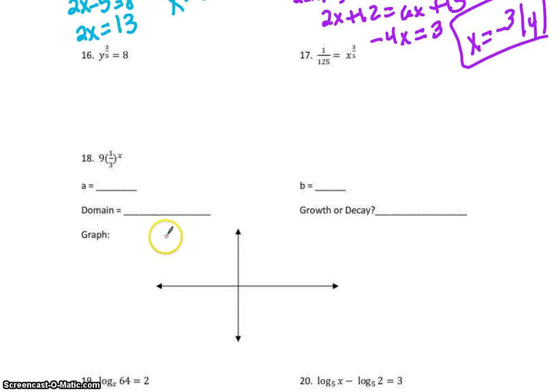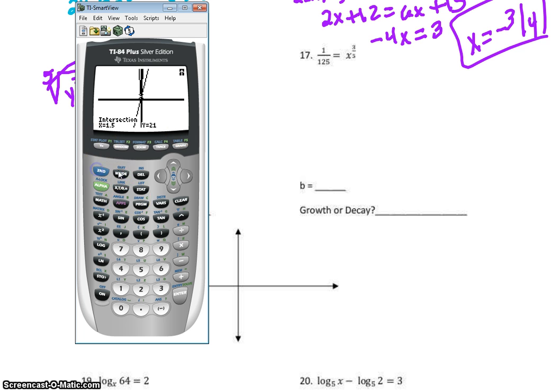Okay, this is part 2 of the Algebra 2 second semester review. Picking up at number 16, we have y to the 3/5 is equal to 8. So that would be rewritten as the 5th root of y to the 3rd is equal to 8. To get rid of the root, you're going to raise both sides to the 5th. And that's going to give you y to the 3rd is equal to, go to your home screen, 8 rooftop 5.